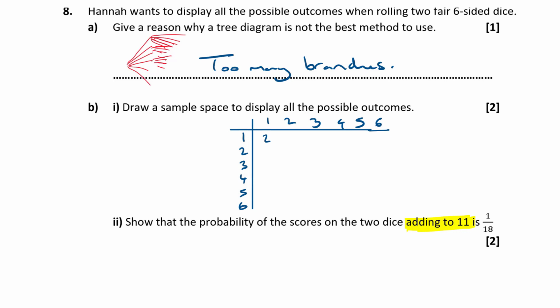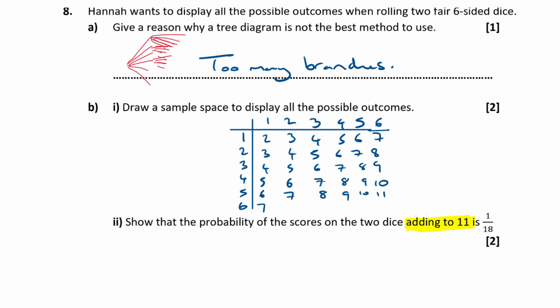So 1 plus 1 is 2, 1 plus 2 is 3, 4, 5, 6, 7. 2 plus 1 is 3, 2 plus 2 is 4, 5, 6, 7, 8. 3 plus 1 is 4, 5, 6, 7, 8, 9. Then 5, 6, 7, 8, 9, 10. Then 6, 7, 8, 9, 10, 11. And 7, 8, 9, 10, 11, 12. Okay, so that's my sample space for adding the two scores together.